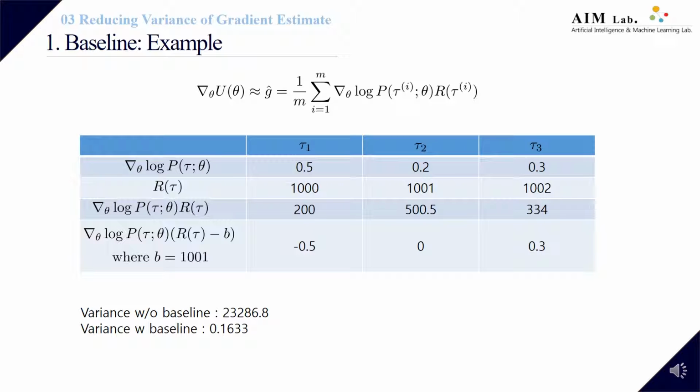So, for the question of whether the baseline really reduces the variance, we prepared an intuitive example. We considered 3 paths, and each grad log path and reward has the following values. Comparing the results with and without baseline, we can see significant changes.